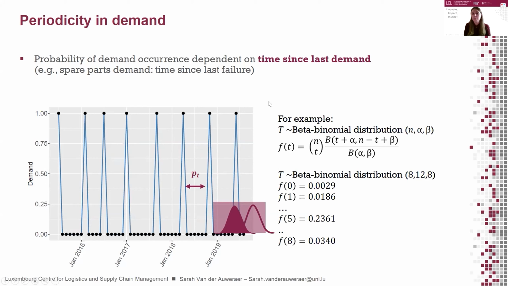So what this also implies is that as soon as we do observe a demand, this probability resets. It means if a demand occurs, we start again with, well, 0 periods without demand, so our probability distribution then shifts.